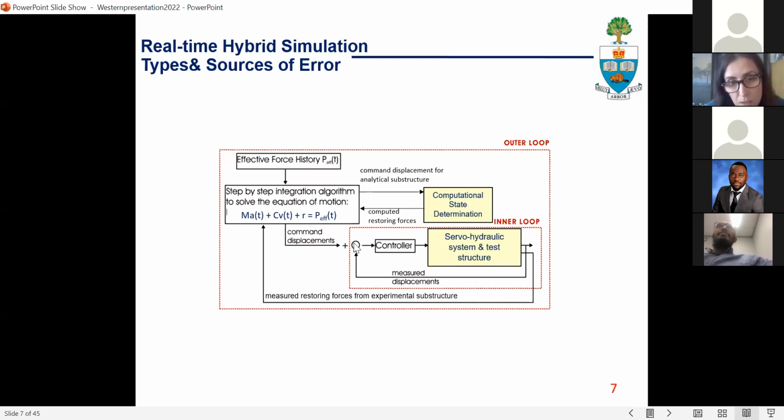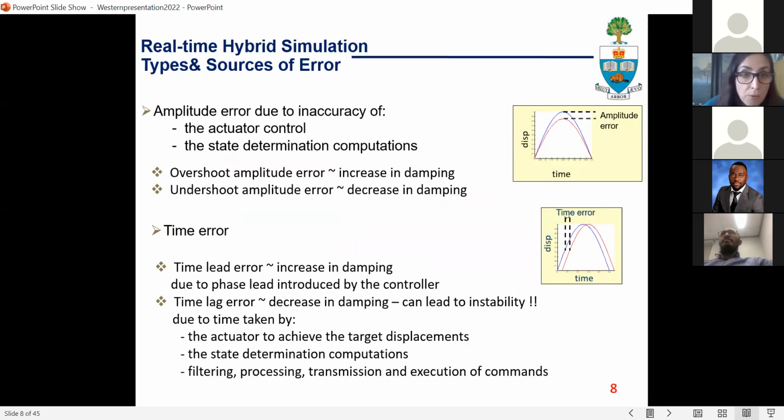And then the measured restoring forces are fed back, computed restoring forces are fed back, and the integration algorithm issues the new displacements. Inherently, the dynamic test method, hybrid test method, real-time hybrid simulation test method, they are prone to error propagation. So if we have error coming back from the computed restoring force or measured restoring force, it's going to distort the next step displacement. And with that, we need to be careful about these type of error sources.